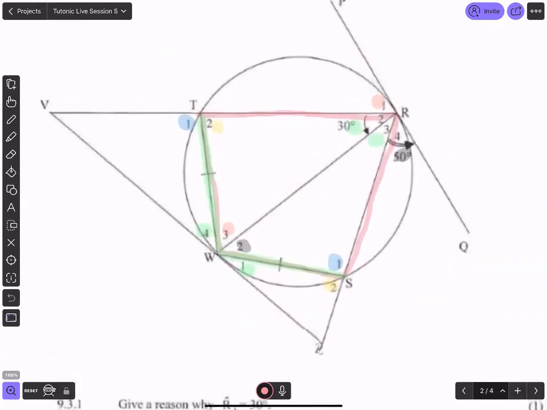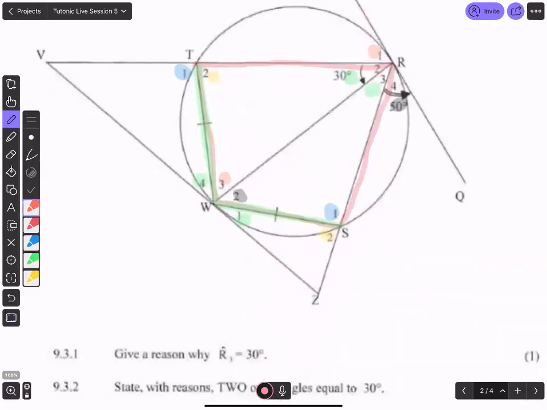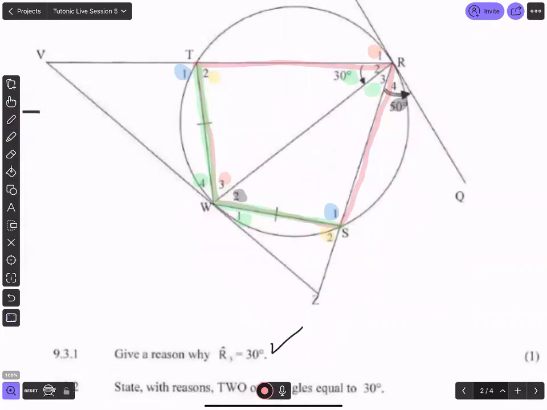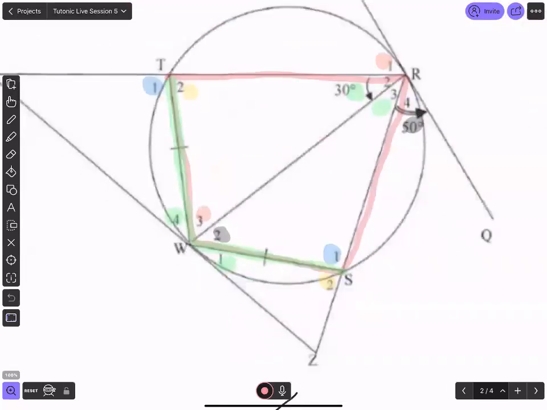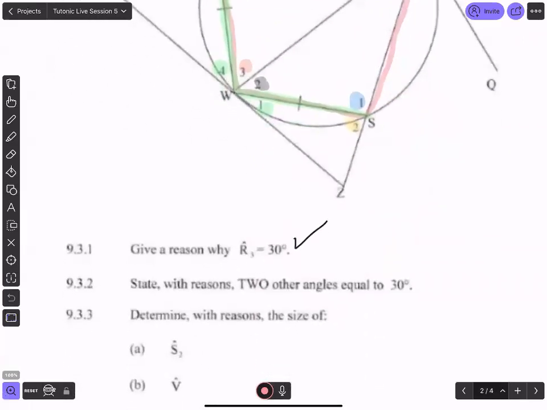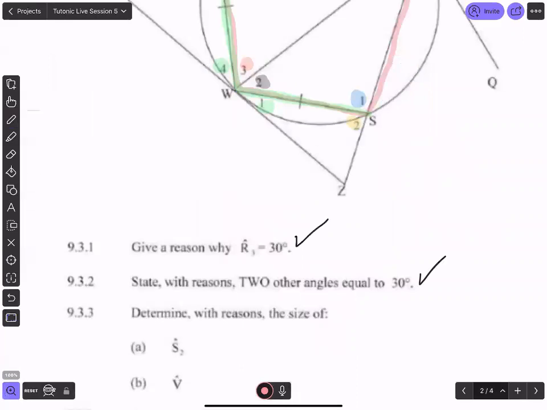Why is R3 30? We said this, right? You guys see equal chords obtain equal angles. So that's done. 2 other angles equal to 30. What else is going to be 30? We said those 2 over here. Do you guys see that? Okay. And we said that's because of Tan-chord theorem. So we're just steamrolling through these questions here, right?